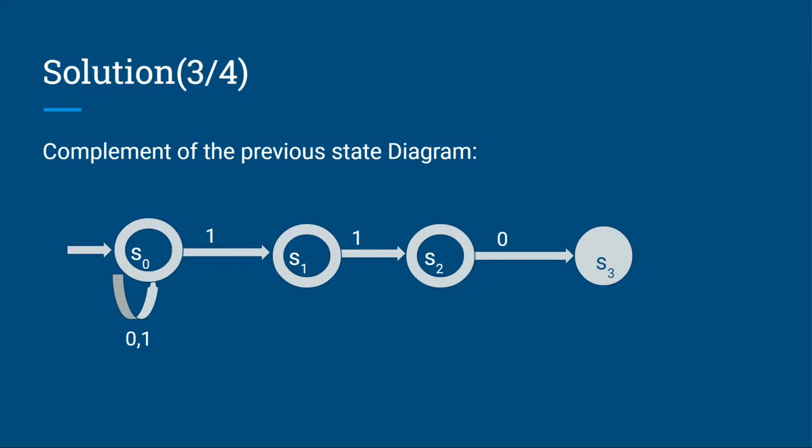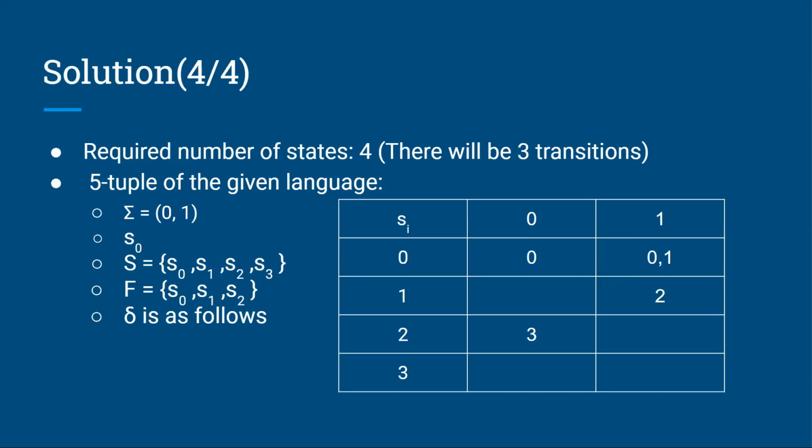So that means any string that has 110 will be straight up rejected. This is the tuple that follows, given the previous state diagram. In this tuple, you can observe that the final states are S0, S1, and S2. So that means we will be accepting any string that doesn't have 110. That includes epsilon. That's the reason why we are accepting at S0, which is the start state.